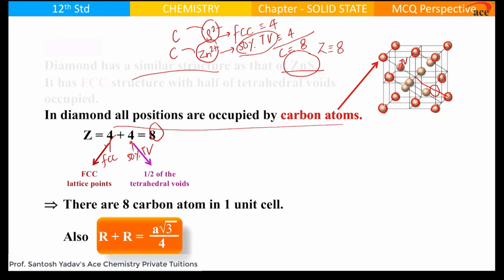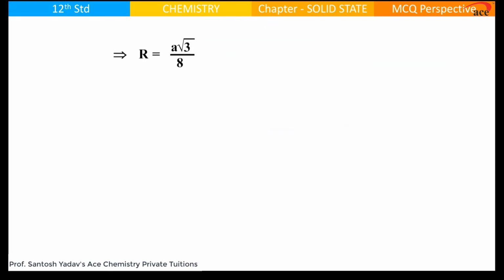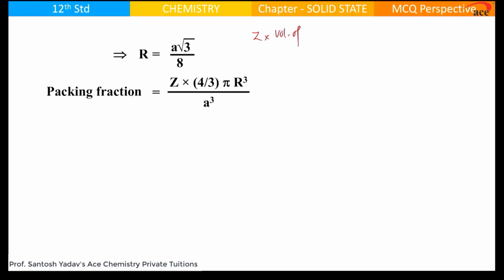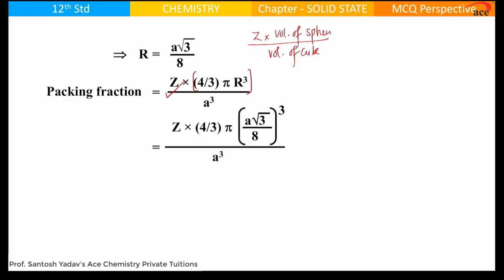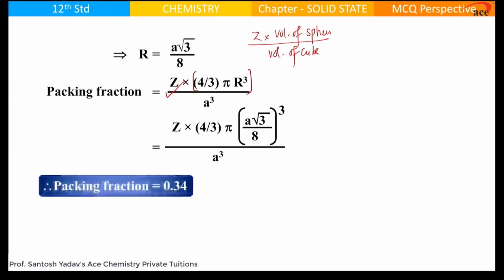That is the calculation. Now, that means r is equal to a root 3 by 8. If you calculate the packing fraction, if you remember, packing fraction is Z multiplied by the volume of the spheres occupying, divided by the volume of the cube. The volume of the sphere is 4 by 3 pi r cube, Z into a cube. Now, if you put the value of Z as 8 and calculate all these things, then the packing fraction will come out to be 0.34.